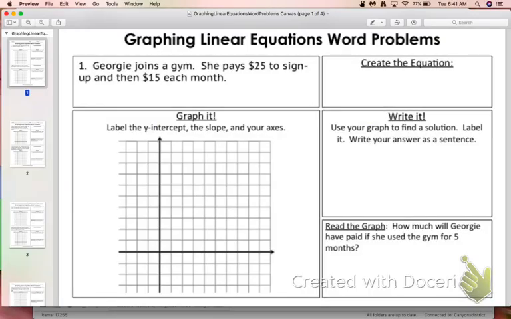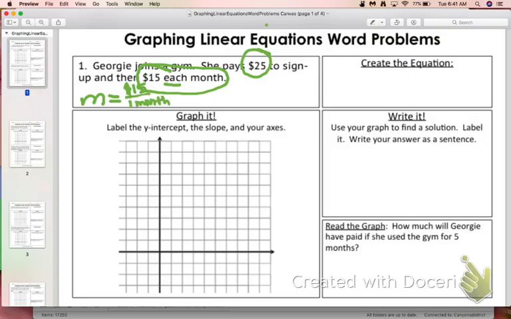So this was the homework we started yesterday. So let's go through and do one or two of these together. Georgie joins a gym. She pays $25 to sign up and then $15 each month. So I'm looking at this and I'm going to circle that $25 and then $15 each month. The word each, per, for, rate, all of those indicate my slope. So now my slope is $15 over 1 month.